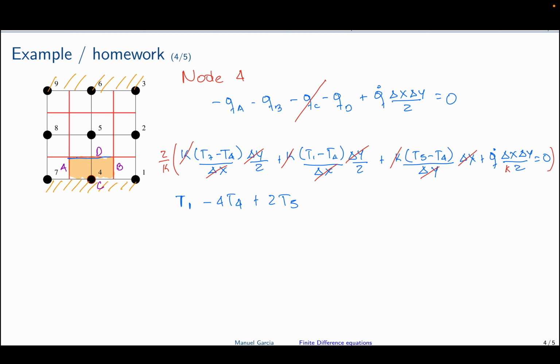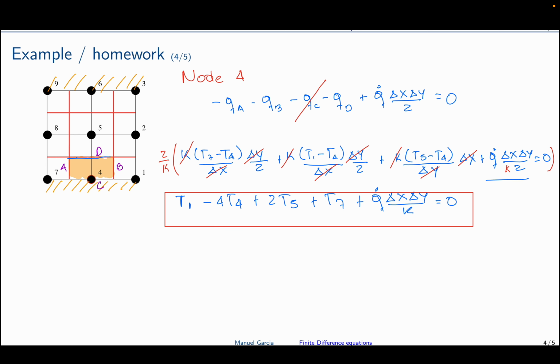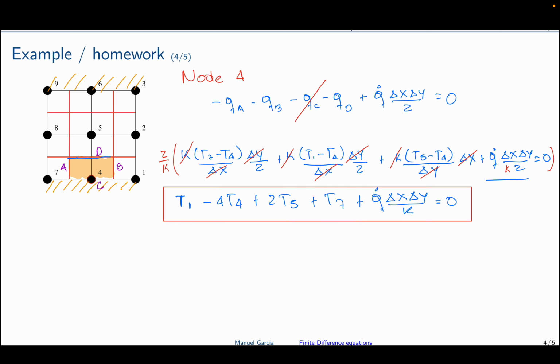And T7 is divided by 2 and multiplied by 2, so this is plus T7, plus the independent term, which is the last one, Q dot delta X delta Y, and this is divided by K, and the 2 is cancelled with these 2, so that should be equal to 0. Let me verify. We have 4T4, T7, T1, and 2T5. Yeah. And so this is the equation for node 4.